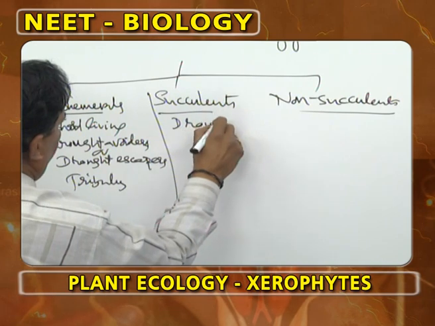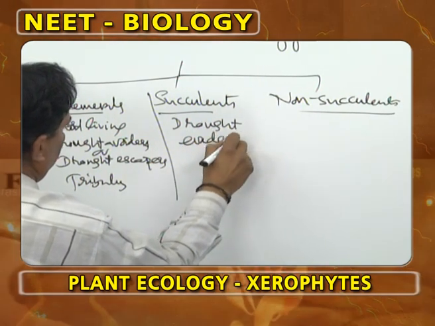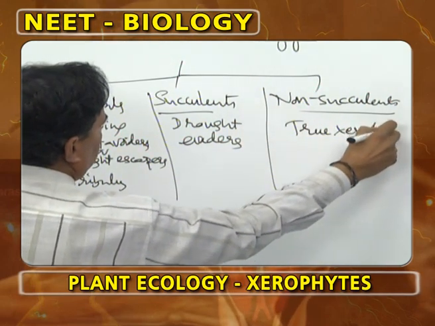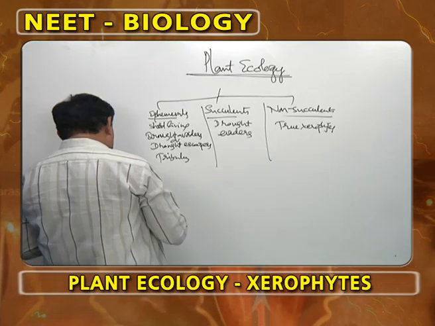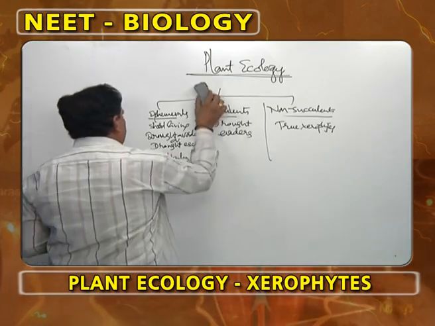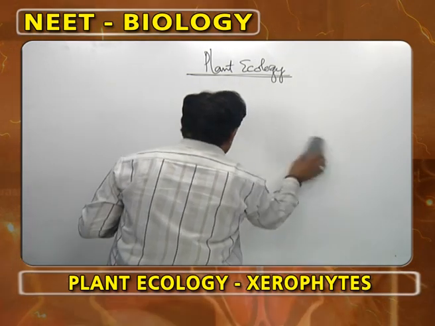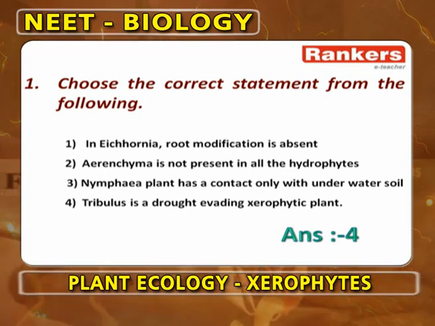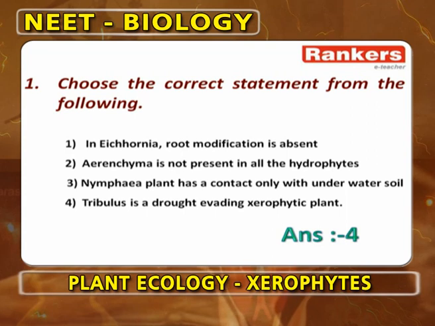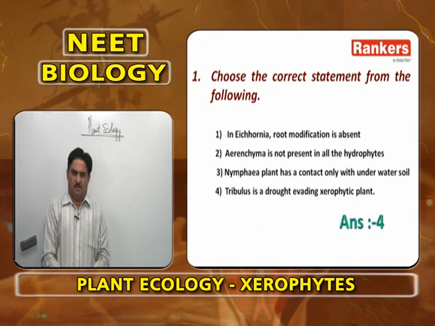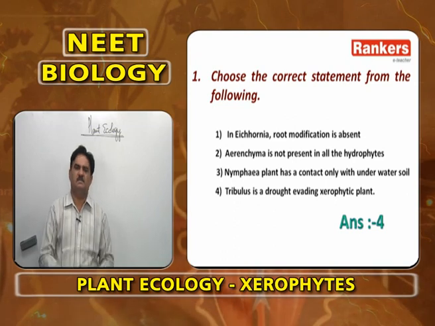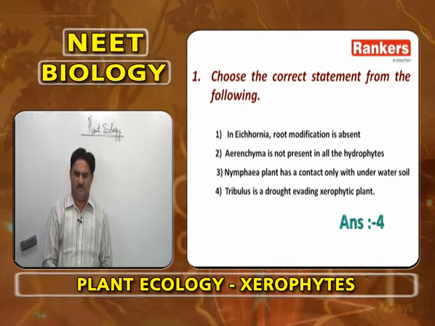Succulents are called drought evaders. Non-succulents are called true xerophytes. So, ephemerals are drought avoiders or drought escapers. So, Tribulus is a drought evading xerophyte is the correct statement. Remaining 3 are wrong. Drought evading is drought escaping, for example Tribulus. Then drought avoiding is succulents. They store water as mucilage and use it during unfavorable conditions.